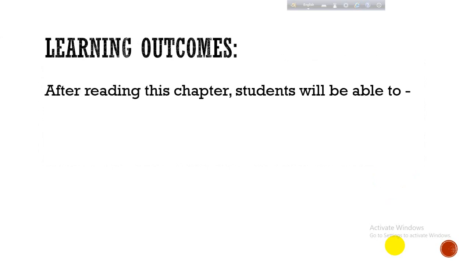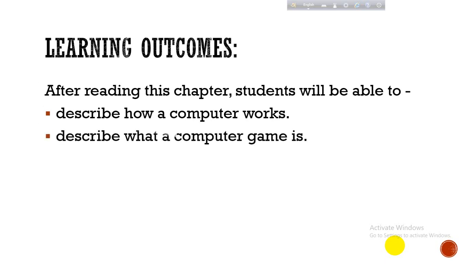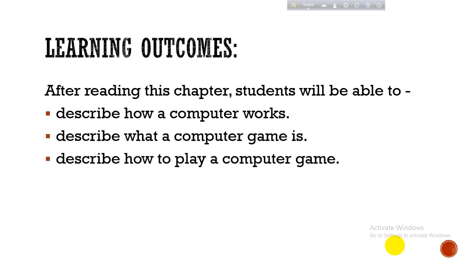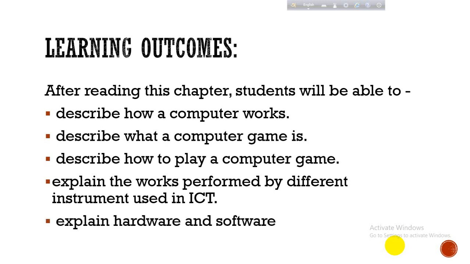After reading this chapter, students will be able to describe how a computer works. You'll be able to describe what a computer game is, how to play a computer game, and you'll be able to explain the works performed by different instruments used in ICT, and lastly you'll be able to explain hardware and software.